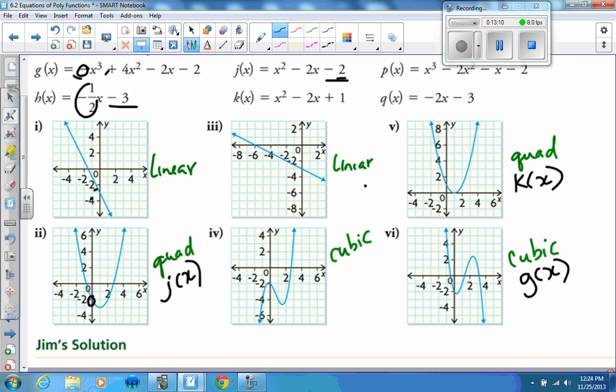P of x is up here, that one's g of x, and then our negative 2x minus 3. Okay, if you look at these two graphs, you're going to notice more variation in how it differentiates from the y, or goes away from the y. So this technically should be h of x, line 1, and this then should be q of x.